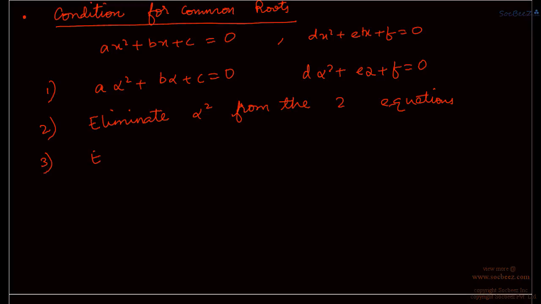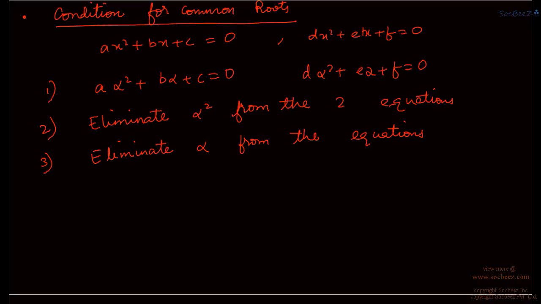Similarly, the next step is to eliminate alpha from the equations, right? Again, follow the same procedure. Multiply the first equation with e and the second equation with b, and then subtract the equations. So the alpha term is out. You have only alpha square. Now whatever you get for alpha, that expression squared should match the expression for alpha square, right? So that's how you get the condition for the common root.